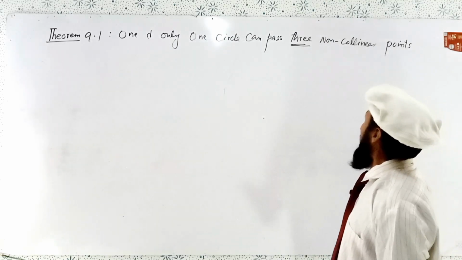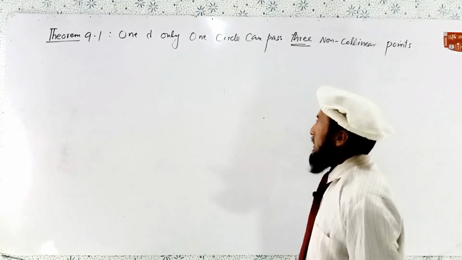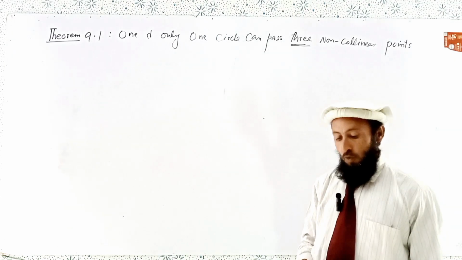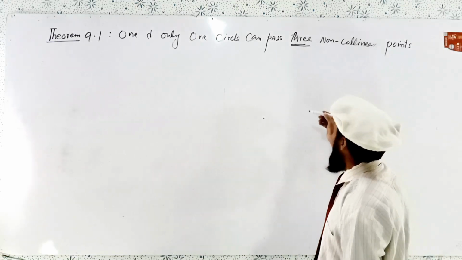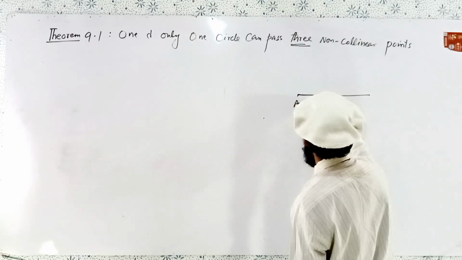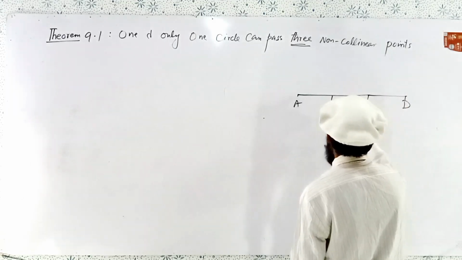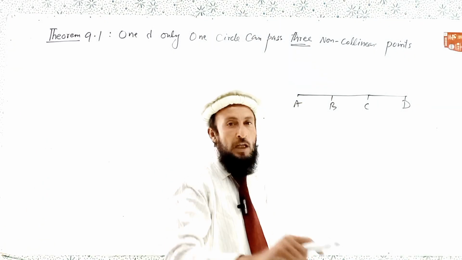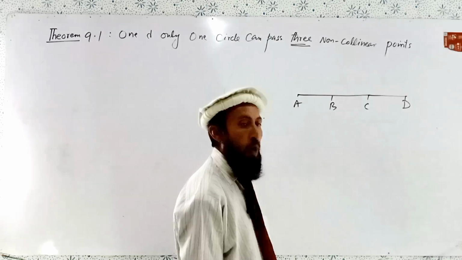First of all, I explain what collinear points are. Collinear points are those type of points which lie on the same line. Just like we can say that here A, B, C and also D lie on the same straight line. So these will be called collinear points.